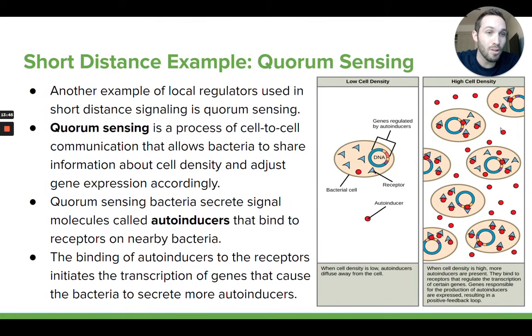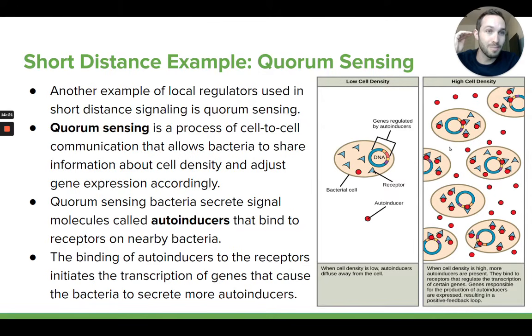And those autoinducers can bind to receptors in these bacteria cells. So these bacteria cells have receptors for these autoinducers. And if there's a lot of bacteria cells, there's going to be a lot of autoinducers. And if there's a lot of autoinducers, then these bacteria cells are all going to have a lot of their receptors becoming activated. Whereas when there's a low concentration of autoinducers, because there's not a lot of cells, very few of these receptors are going to be activated.